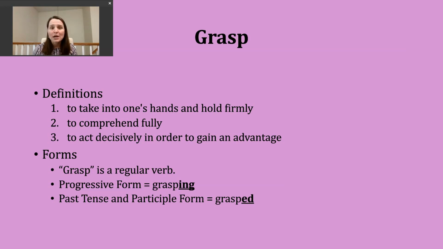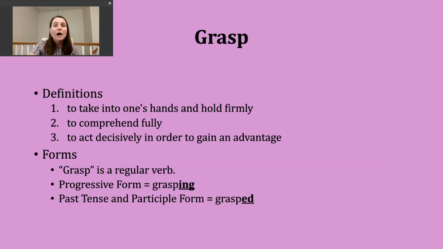You should know that grasp is a regular verb. To make the progressive form, all you need to do is add ing to form grasping. The past tense and participle forms of this verb can be made by adding ed. Our base verb, grasp, ends in an unvoiced P sound. So our past tense ending is going to make a T sound. It should sound like this: grasped, grasped.